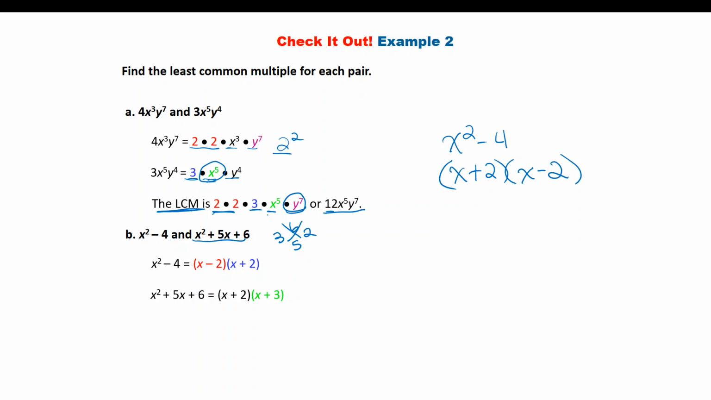Now we have to find our least common multiple. So in order to find it, we see I have 1 x minus 2 that has to be included. And x plus 2, they both have an x plus 2, so I only need 1. And then I have an x plus 3. And there's your final least common multiple.